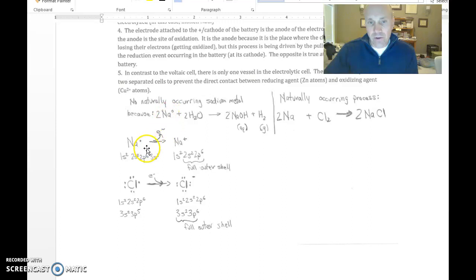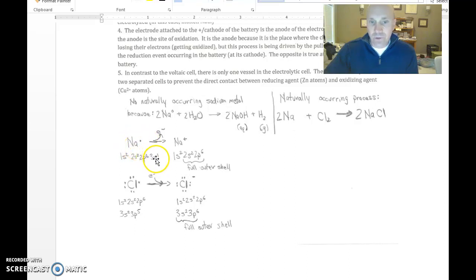The reason for that goes back to something we learned a long time ago, called the octet rule. Let's say we had pure neutral sodium metal. If you remember electron configurations, this would be the electron configuration for sodium metal. We know that atoms like to have full outer layers. Looking at this configuration, we have one electron in the third layer, and that's going to make this not so happy. It's not going to be a stable atom.